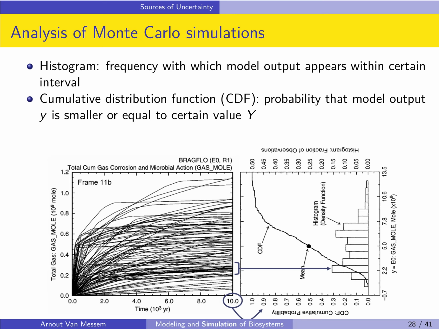So this is the probability that the model output y is smaller or equal to a certain value capital Y. In this case, this cumulative distribution function will be calculated using the empirical distribution of y, which explains why the cumulative distribution function on the plot is so irregular. So there are a lot of small steps, small jumps in it, just because we use the empirical distribution function, so it's not perfectly smooth.